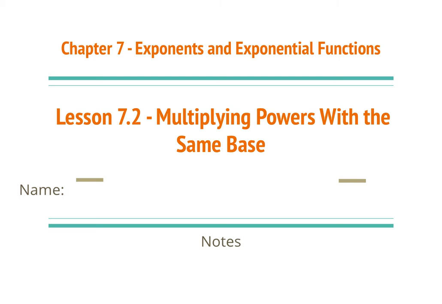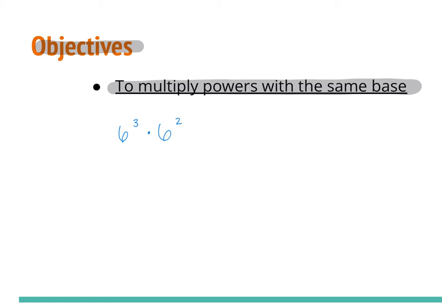Multiplying powers with the same base, lesson 7.2. So I want you to copy down this portion only. Okay, so we've got 6 to the third times 6 to the second. What is 6 to the third power, not as a number, but as an expanded form? Giancarlo? 6 to the third is just 6 times 6 times 6. What about 6 squared?